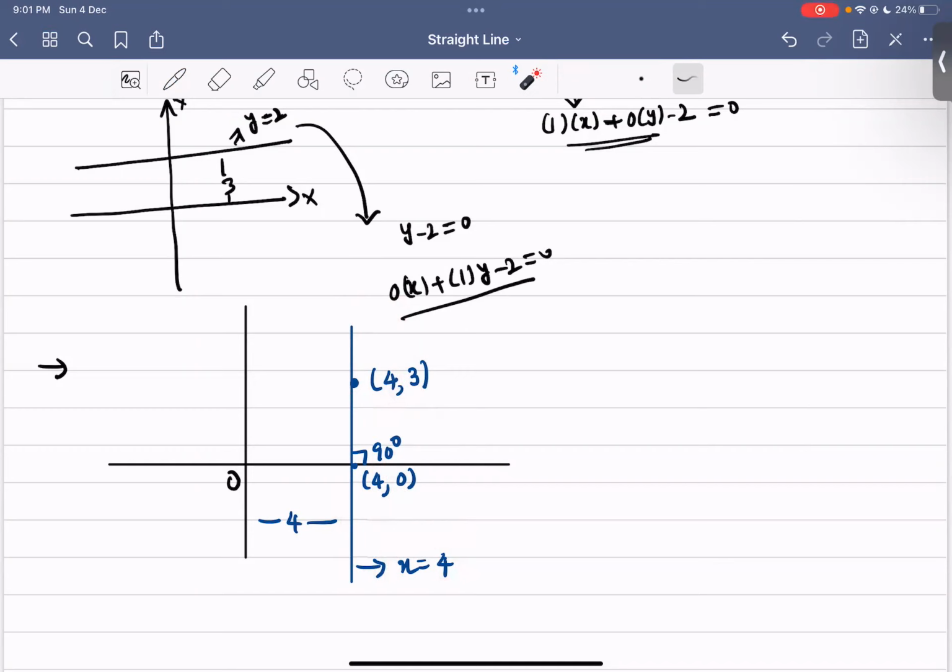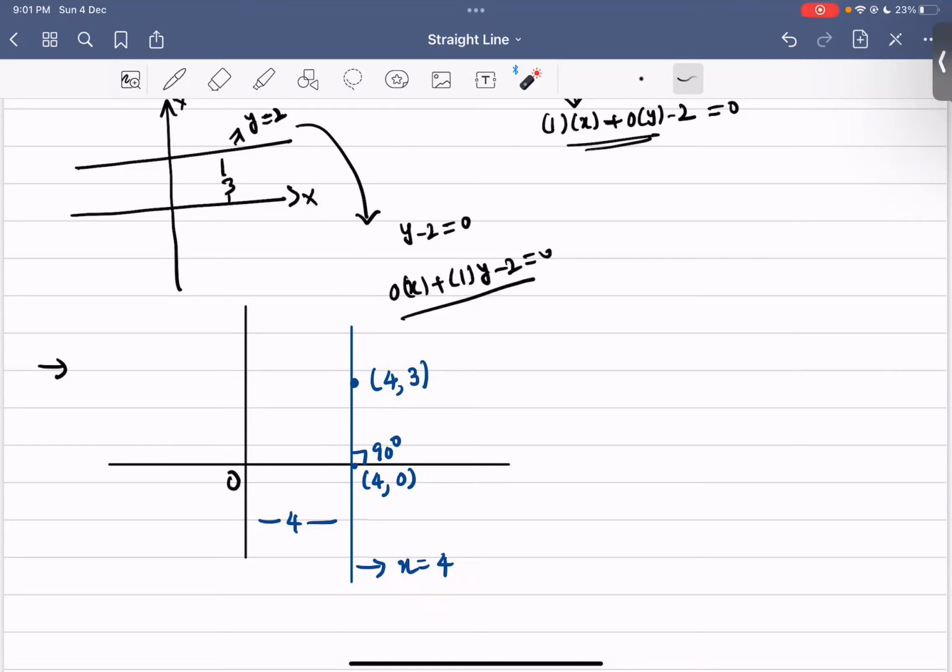Means on a vertical line, if one point is given, then you can write the equation of that line. What is the equation? X coordinate of that point. X equal to x coordinate of that point. Okay, x equal to 4. If you know any one point on a vertical line, then x equal to the x coordinate is the line equation. Okay?